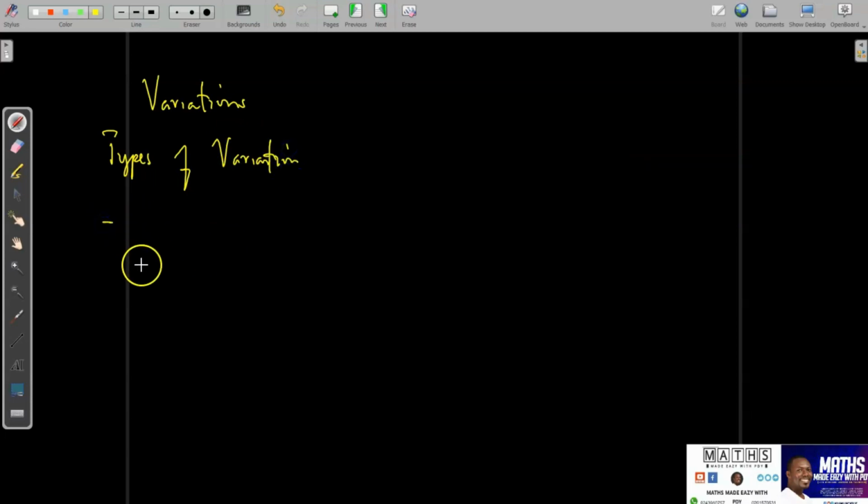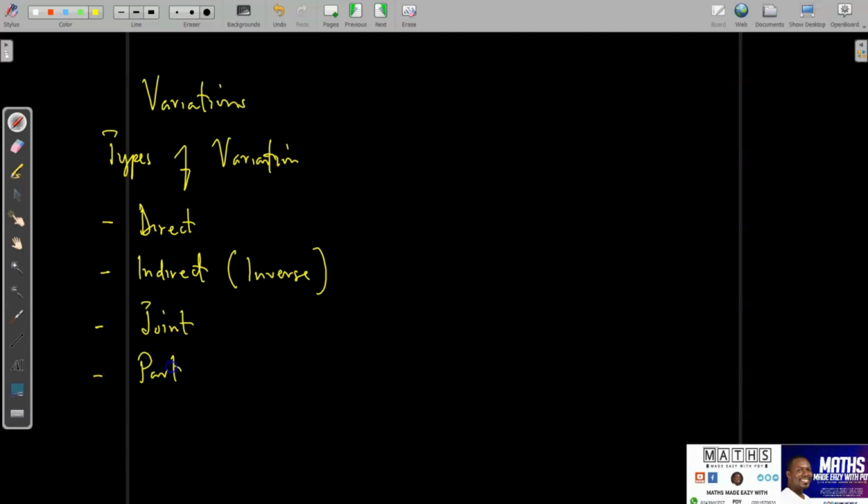And they are put into groups like direct, indirect, or inverse. And then we have what we call joint and then partial. For the sake of time, I'm going to take the first two, and then the last two will be considered in our next lesson.